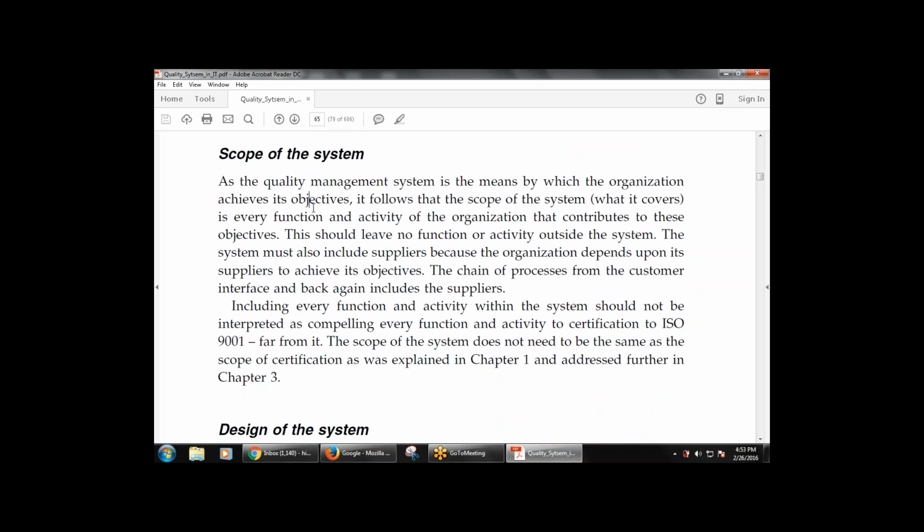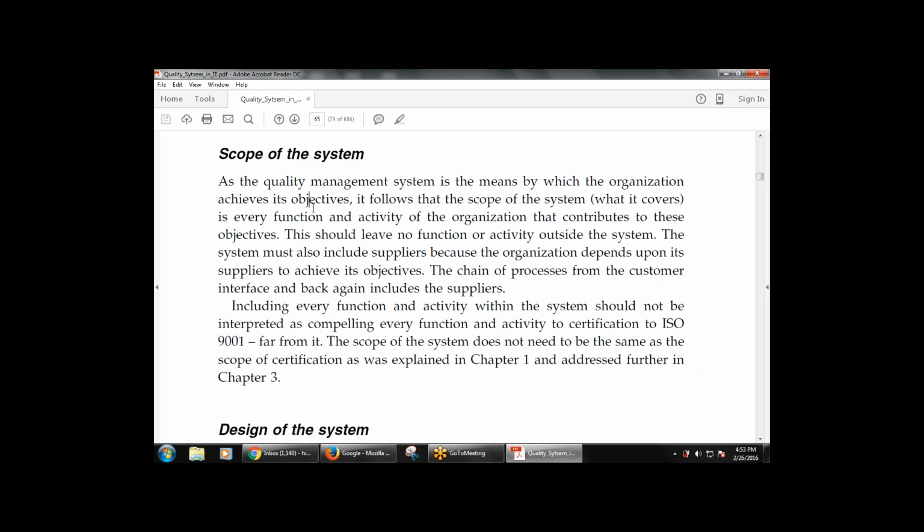Whatever the function, that may be a security function, that may be a safety function, whatever the activity that is available in the organization, that must contribute to these objectives. And this should leave no function or activity outside the system.